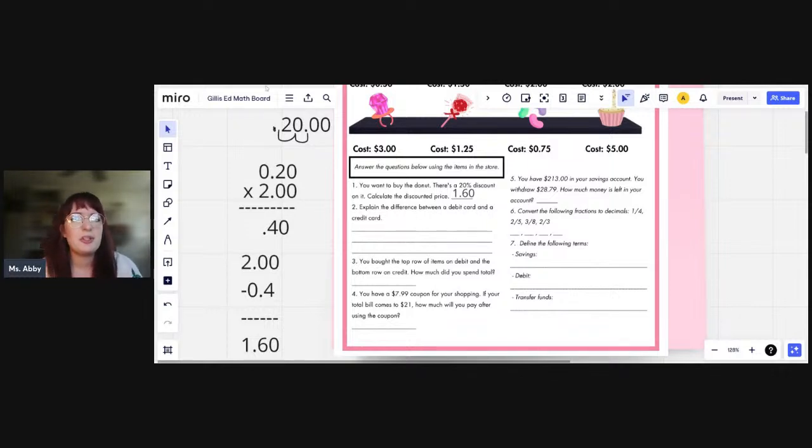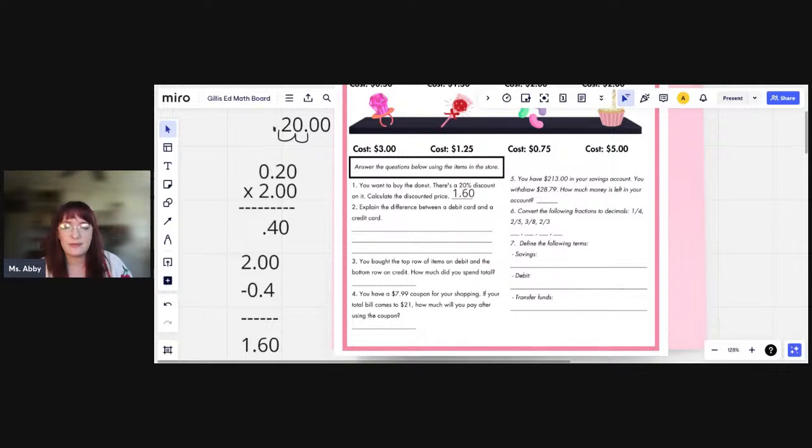For question number 2, what we're going to do now is talk about the difference between a debit card and a credit card. This is something that's really important for real-world applications for students. A lot of students struggle with understanding these more abstract concepts like debit versus credit. So there's a distinction between debit and credit.